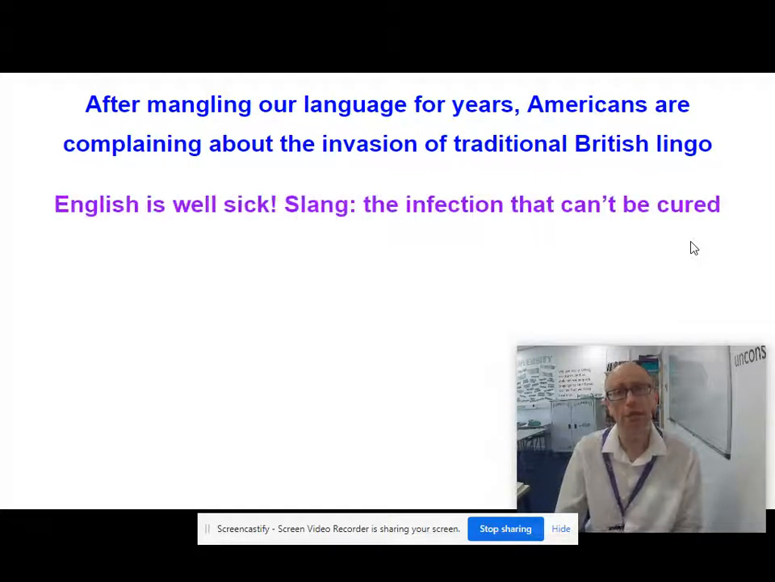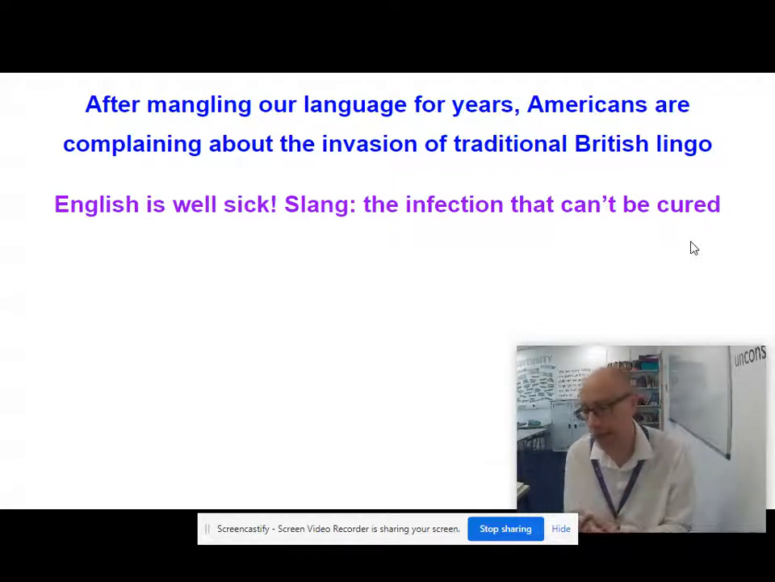Next headline, English is well sick. Slang, the infection that can't be cured. So here we have the discourse. Now, when I'm talking about discourse here, I'm really talking about semantic fields. I would say the 2 of them are synonymous. So discourse and semantic fields mean pretty much the same thing. But you've got the word sick and you've got the word infection here.